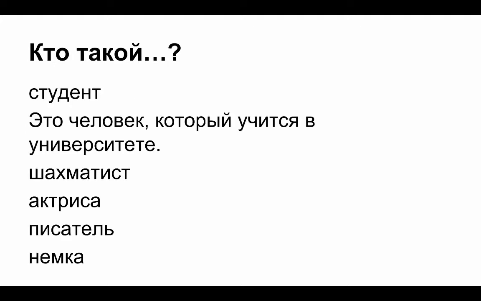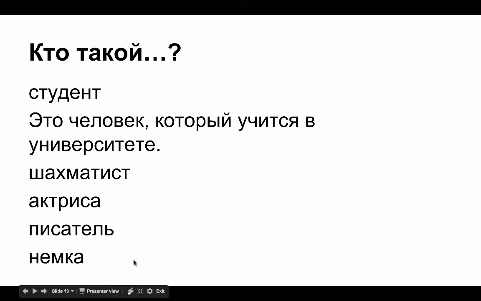Now, let's look a little bit at how we can use который to define something. So, for example, кто такой студент? What is a student? If you hear a Russian word and you don't know what it means, you could ask, кто такой? Это человек, который учится в университете. A student, that's a person who studies at the university.